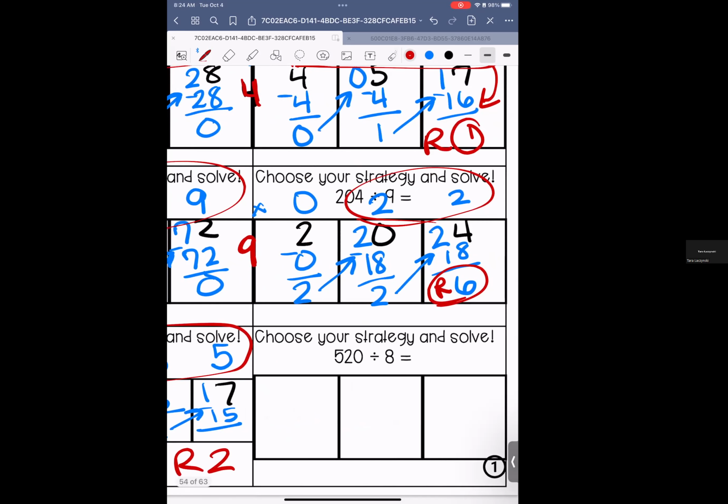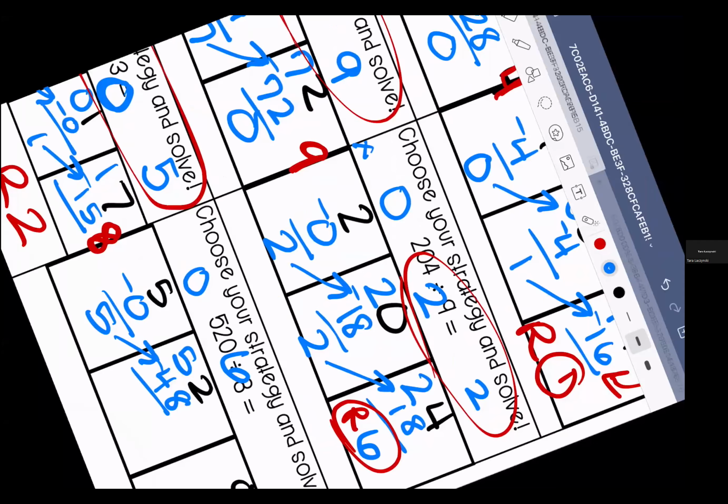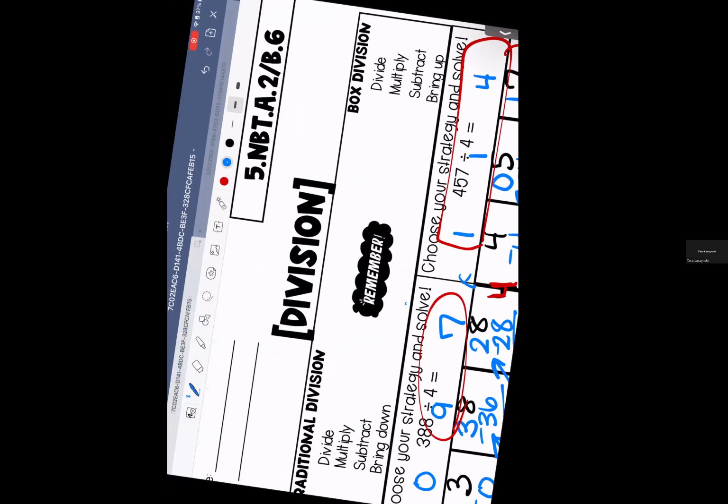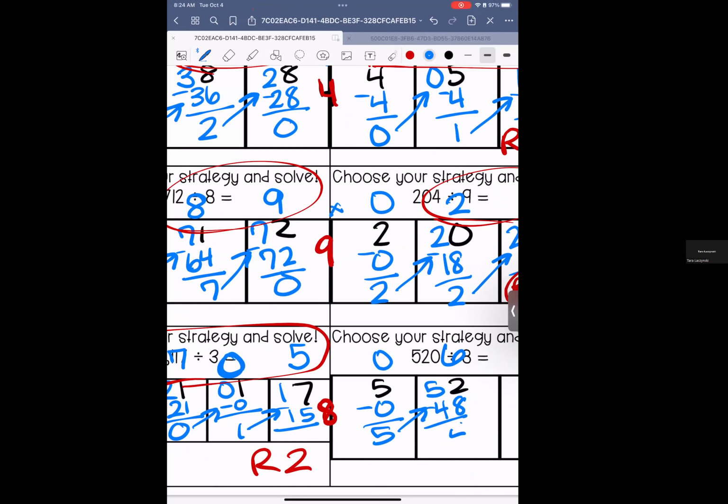Last one for this page. Dividing by 8. I know this is a little messy. Bear with me. 8 does not go into 5, but it does go into 52. It's actually going to go in there 6 times. And we know that 6 times 8 is 48. And when we subtract, oh my goodness, we get 4.